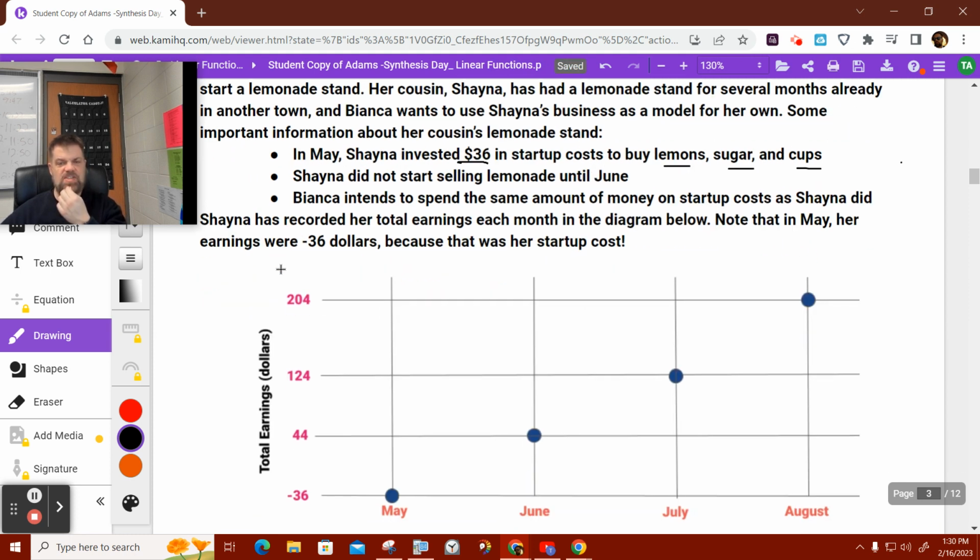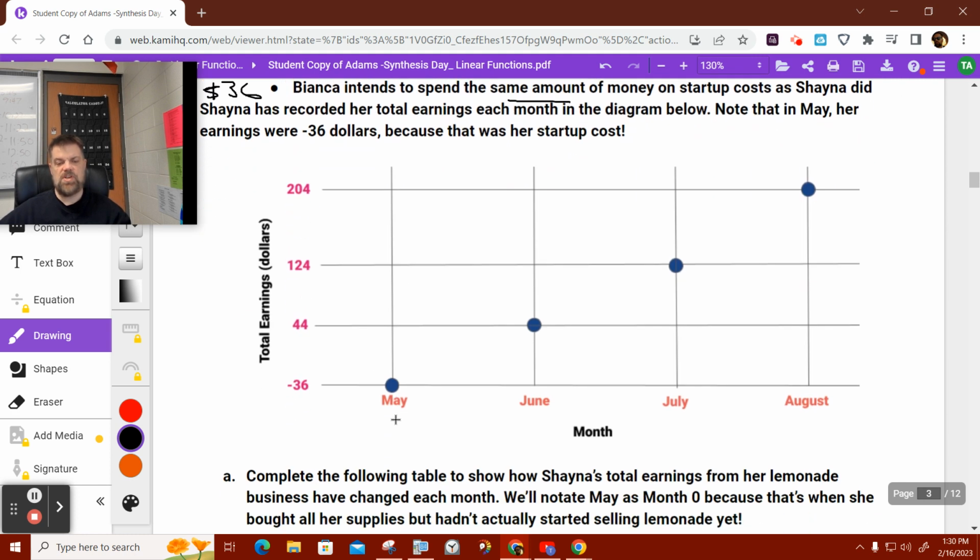Shayna did not start selling lemonade until June. Bianca intends to spend the same amount of money for cost. That's important. So in other words, she's going to spend $36. And Shayna has recorded her total earnings each month in the diagram below. Note that in May, her cost was negative 36 because that was her startup cost.